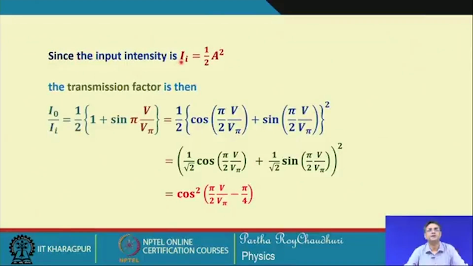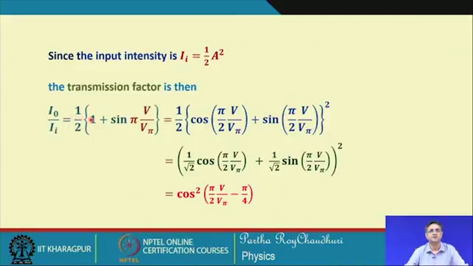Since the input intensity is I equal to this quantity, we can write this equation for I 0 by I, which is output by input, that is the transmission factor. So, this transmission factor I 0 by I is equal to this, and if I write this in terms of the cosine, that is sine of 2 theta, 1 plus sine of 2 theta, this gives you that it can be written in terms of this.